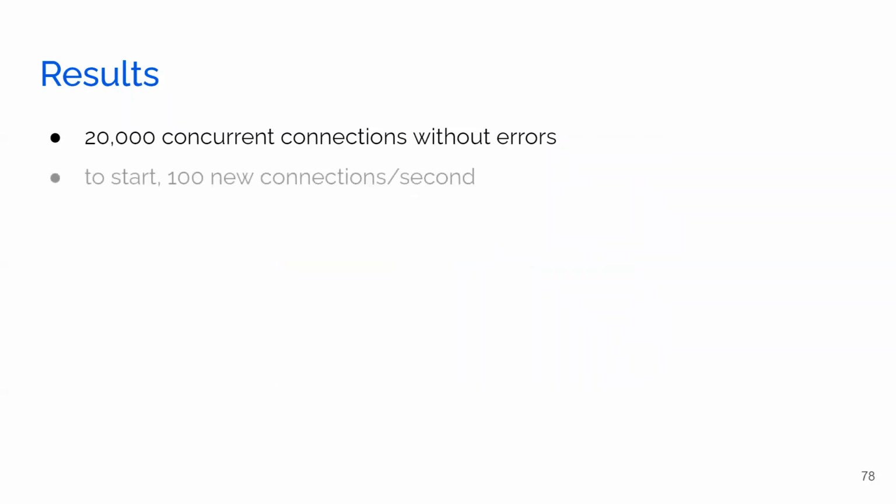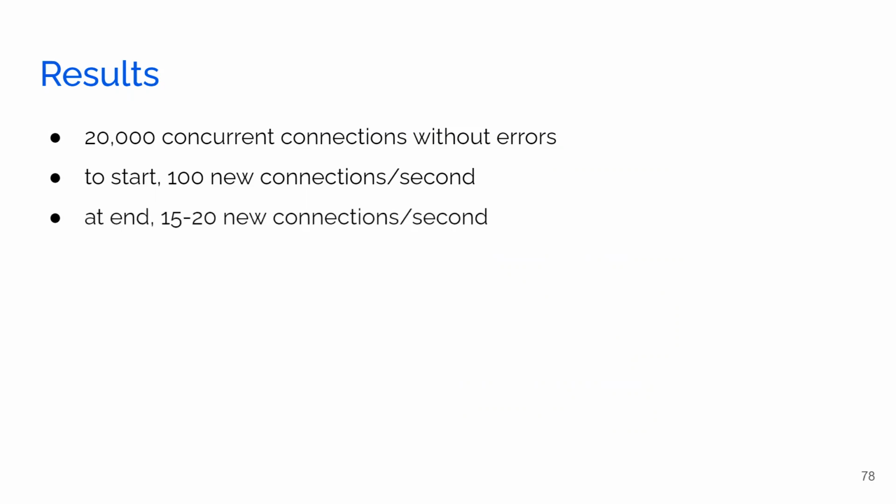So in the end, how did River do? To start with, we were able to support 20,000 concurrent connections without any errors. At the beginning of the test, River was able to add 100 new connections per second, but by the time we got to the end of the phase of the test where we were adding clients, this rate decreased to about 15 new connections per second, probably due to the large number of presence channel messages flying around at that point.